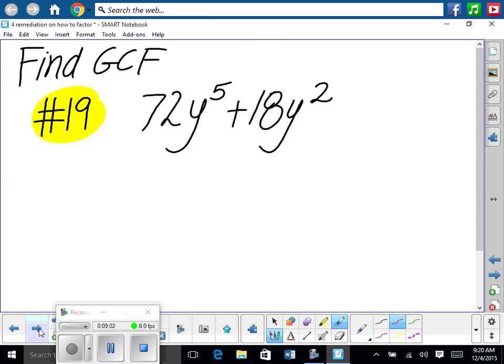I'm going to do number 19. So number 19, 72y to the 5th plus 18y squared. In common, the greatest thing is an 18 and a y squared. So then left hand side, divide each thing.